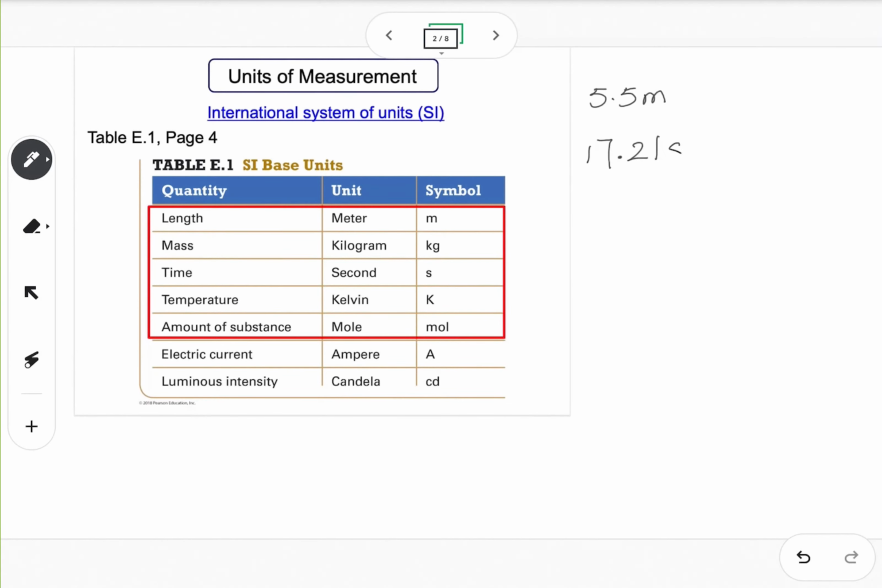17.21 lowercase s, that means 17.21 second. Okay. Later on, when we do unit conversions and do other calculations, we need to see these units a lot. Okay, so I need you to memorize them.